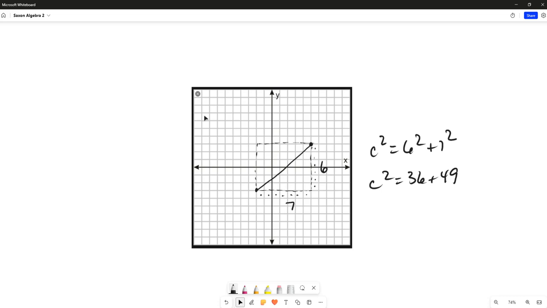Okay, so 36 plus 49 is 85. Take the square root of both sides. And let me double check the answer, make sure they're not looking for us to reduce it. Yep, so just square root of 85. Okay, hope you did well with that.